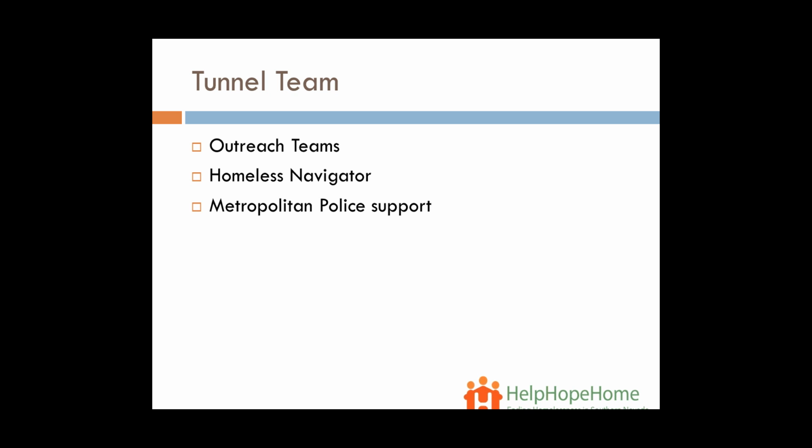Our tunnel teams come together at 5 a.m. They go out into our tunnels. Those tunnel teams are made up of outreach teams that are generally in the tunnels, as well as outreach into our desert areas on a regular basis, so those folks are familiar with the tunnels and familiar with the folks that are living in the tunnels. We also have homeless navigators on those teams, so those are folks that previously came out of the tunnels and are now housed and moving toward self-sufficiency. And then we have Metropolitan Police support in the event that they need that support.